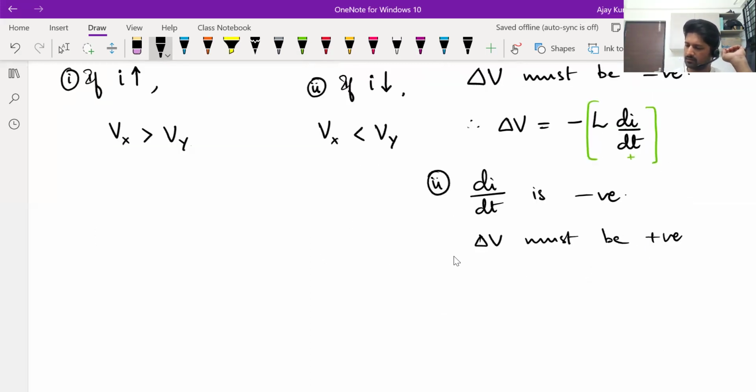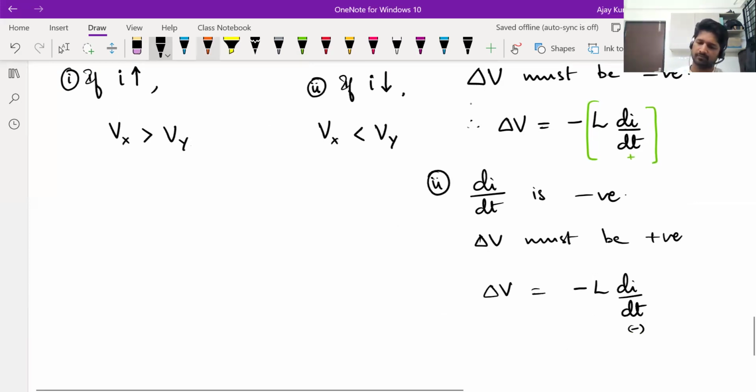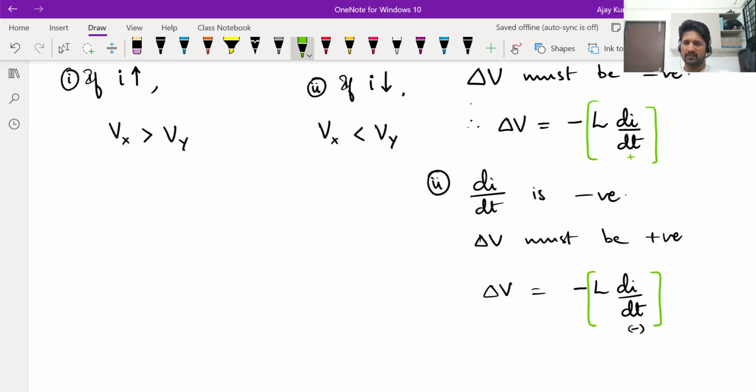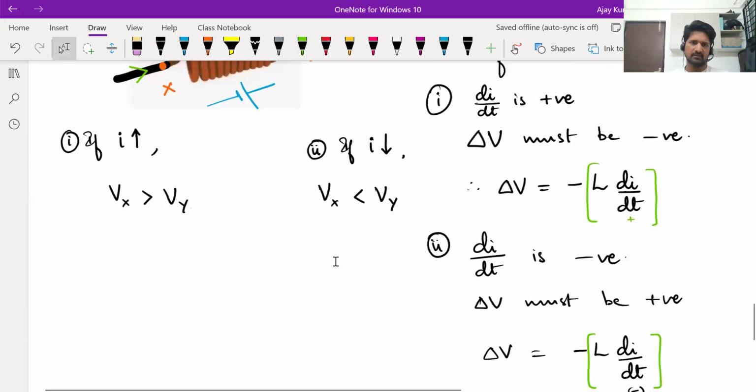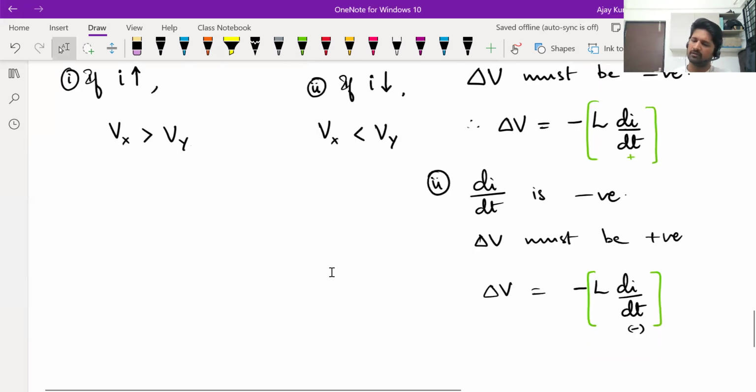If you take L di by dt, current is decreasing this time, so L di by dt becomes negative. But we want the change in potential to be positive, so you have to add the minus sign once again. So basically, the change in potential across an inductor, irrespective of whether current is increasing or decreasing, is always given by minus L di by dt.